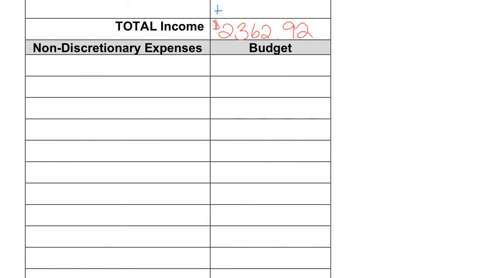Okay. Now let's take a look at her non-discretionary expenses. So these are the things that she's going to have to pay. So she had her rent, and that was $825. She had transportation. So in this case, we're just going to have to do a rough estimate. I'm going to put down $200 for transportation. Depending on how far she has to go, it could be more than that.